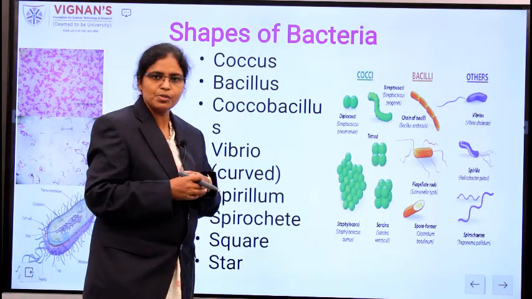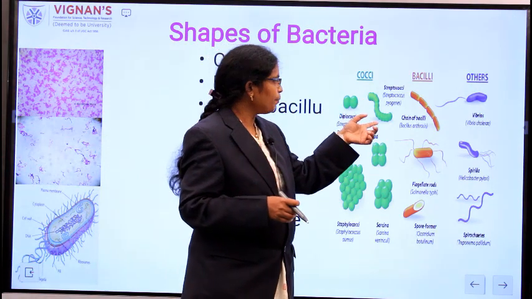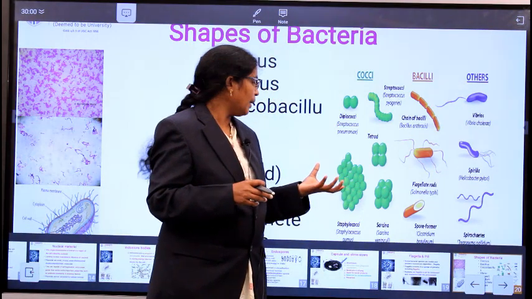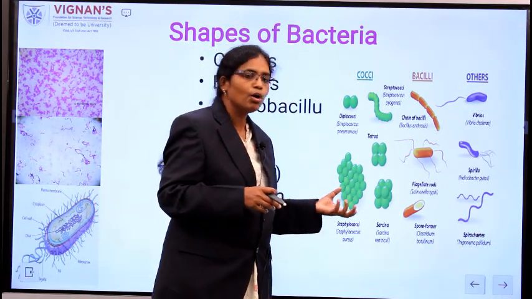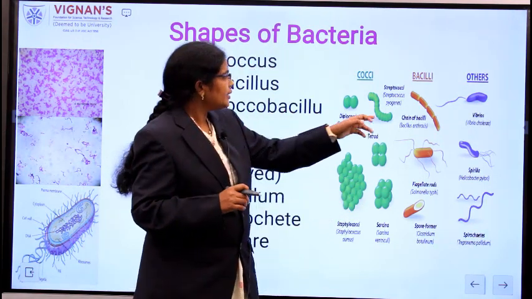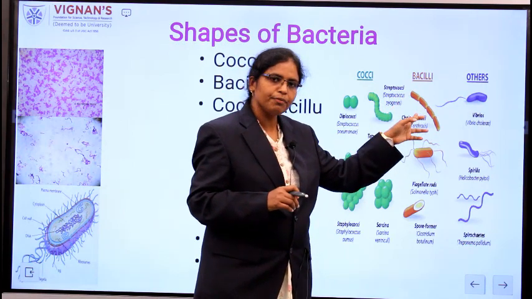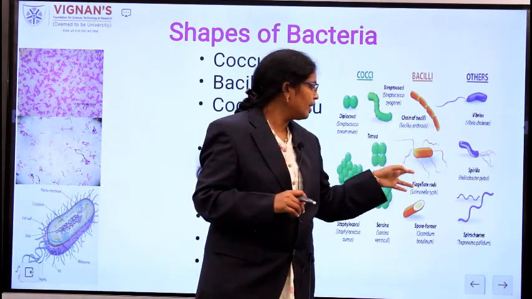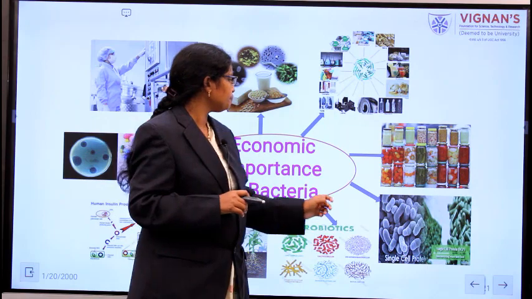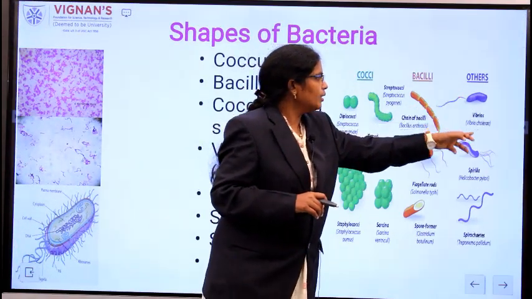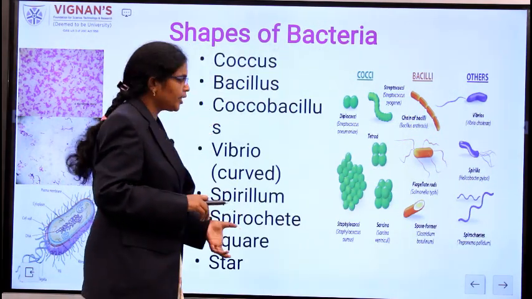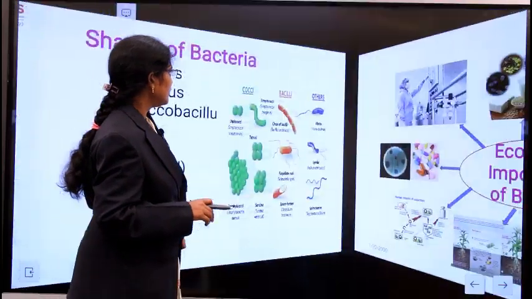In this picture you can observe the cocci shape: streptococcus, the chain form of the cocci; the bunch form of the coccus structure, which is called staphylococci; and the tetrad form, which is called sarcina. And see the other bacilli: the chain form of the bacilli, streptobacilli; here the flagellate type of the rod-shaped bacilli; and the spore former of the bacillus species. And here the others: vibrio, comma type shape, spirilla and spirochete. All these are the various shapes of the bacteria.